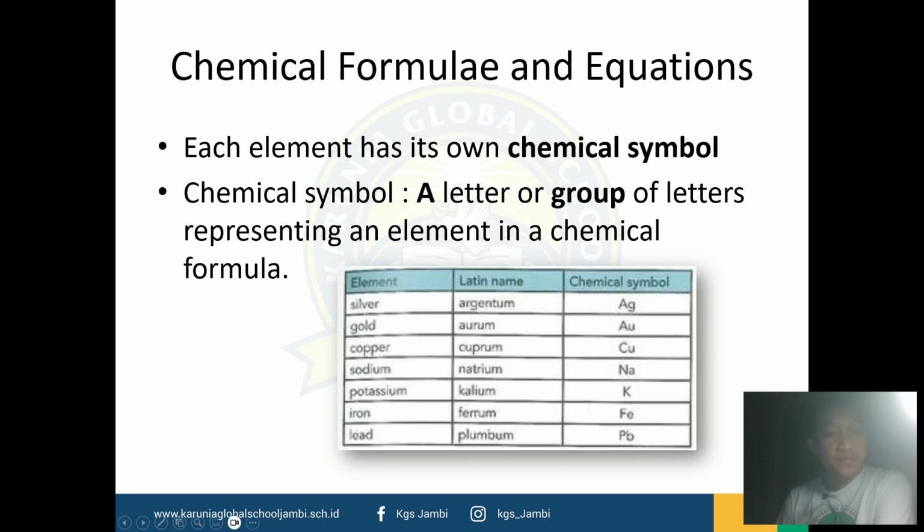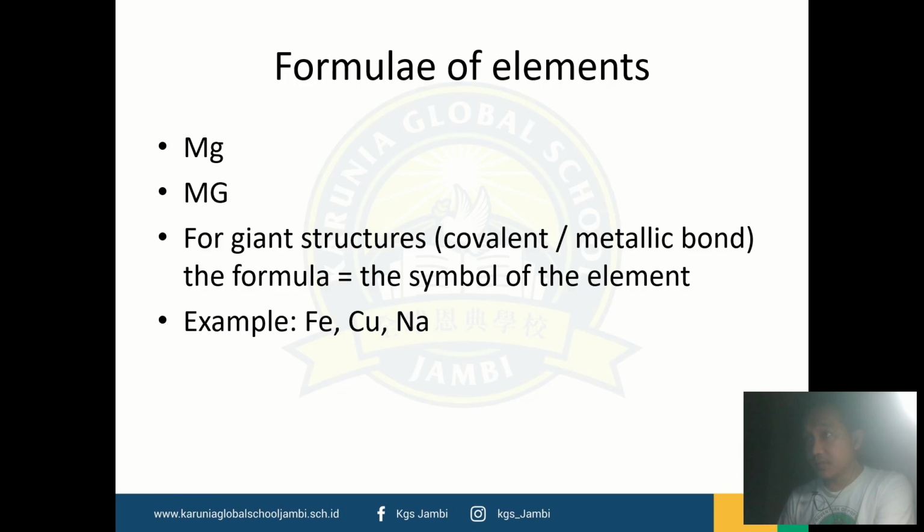So in the previous discussion, we learned that each element has its own chemical symbol, right? Yeah, some chemical symbols consist of one letter, some consist of two letters. If they have two letters, then there are some rules: the second letter must not be capital. Okay, so the first letter is capital.